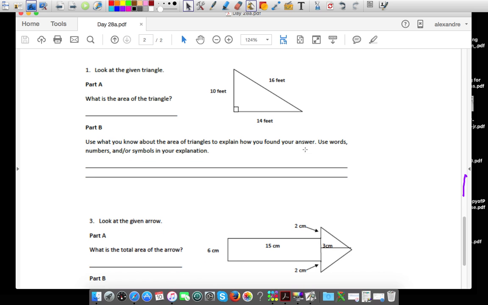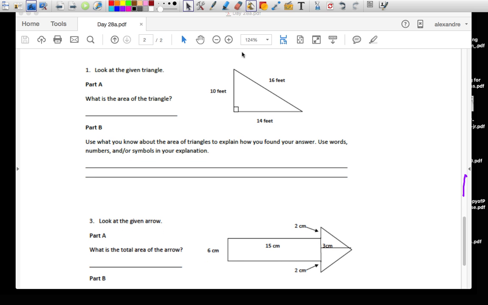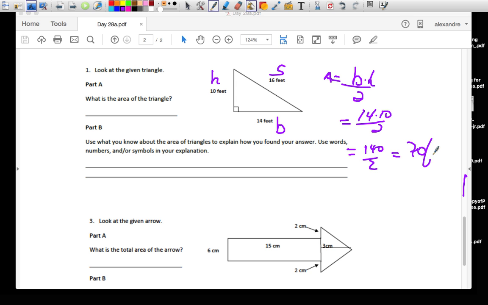I must. Okay, look at the given triangle. What's the area of the triangle? Okay, so our base, this is our height, and this is our slant. The area of the triangle is base times height divided by 2. And we got 14 times 10 divided by 2. That's going to give us 140 on top, divided by 2, it's going to give us 70 feet squared.